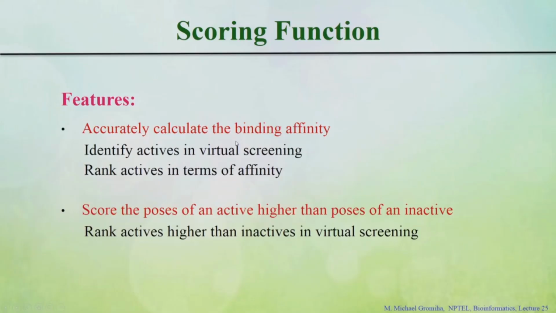For example, if you have a set of compounds or you do virtual screening, selecting some compounds from a pool of compounds, it can identify the actives. Then it can also rank the actives. If there are 10 compounds, you can use this scoring function, it will give the values for all the 10 and you see the best ones. You can rank the actives in terms of affinity. Then you can also score the poses of actives higher than the poses of inactives. For example, you have 100 actives and 1000 inactives, and if you have a scoring function, you can make it such that the poses of the actives get a high score compared with the inactives in the case of virtual screening.